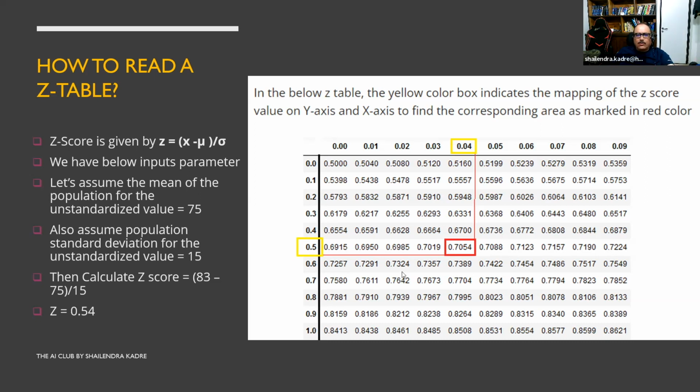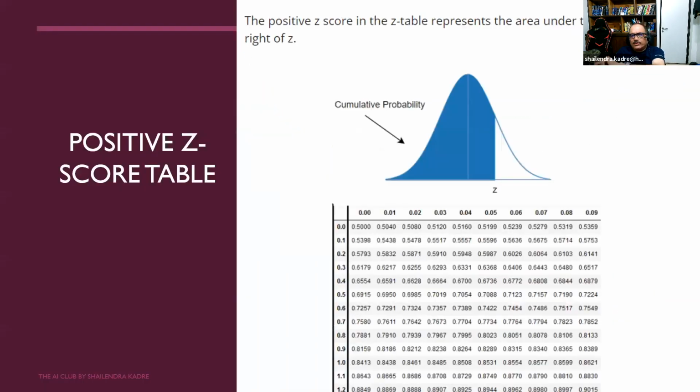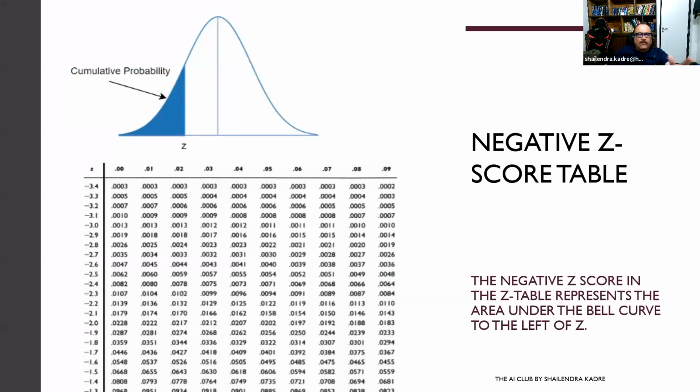Understood? Now, this was the positive Z table. Positive means to the right hand side of the mean. So it will cover from minus infinity till that mean value, and after that, till that Z value, it will cover cumulative probability. Similarly, Z tables are available for negative values also. Negative values will cover only the left hand side area.